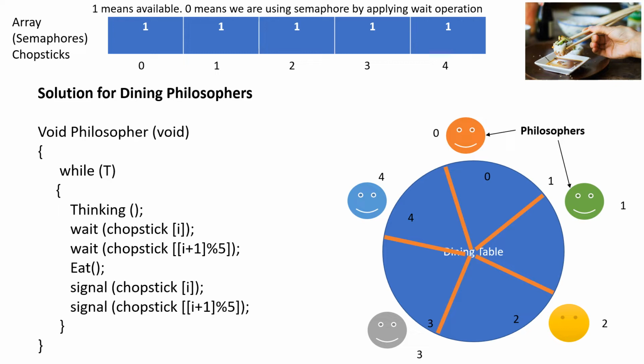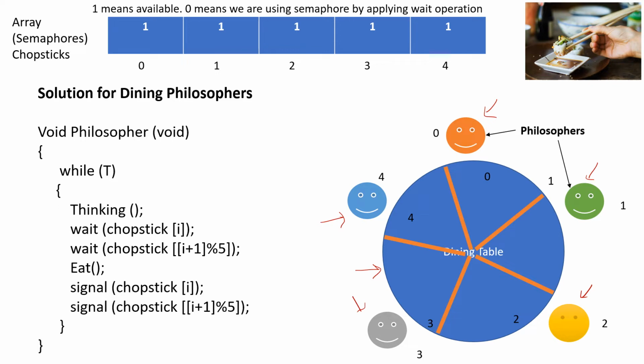It says that there are philosophers. Here I have considered 5, so you can see here 0, 1, 2, 3 and 4. So there are 5 philosophers. It can be 2 also. These philosophers share a circular table. So this is the circular table which I have shown here, surrounded by 5 chairs, each belonging to one philosopher.